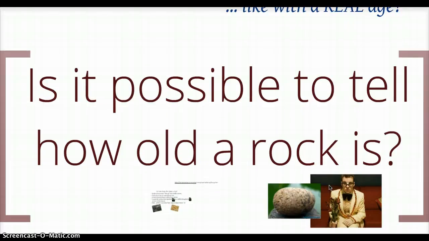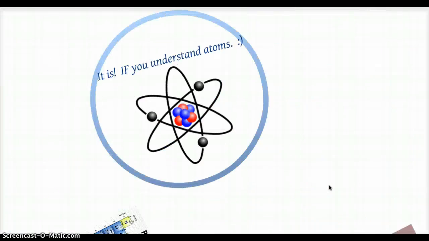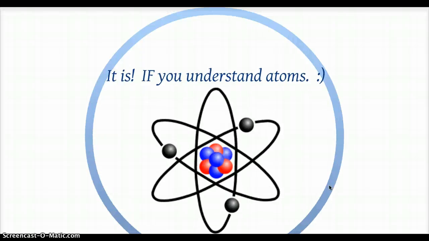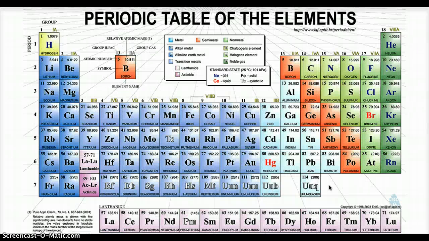So what we really want to know is the exact age. Is it possible to know, like with numbers, how old a rock is? And it is actually possible. It takes a little bit of background knowledge in, believe it or not, atoms. And so this is where your knowledge of atoms and us reviewing it with star stuff will come in kind of handy. Of course, this is the periodic table of elements. Every atom that exists is represented on here. Every one has an atomic number. Like hydrogen has an atomic number of 1, helium 2, lithium 3, and so on.